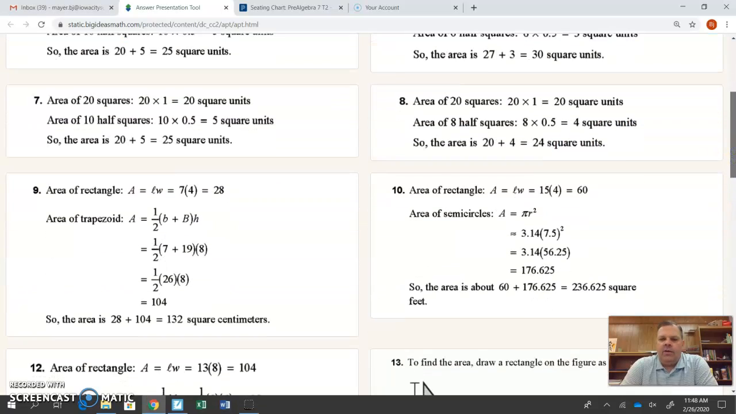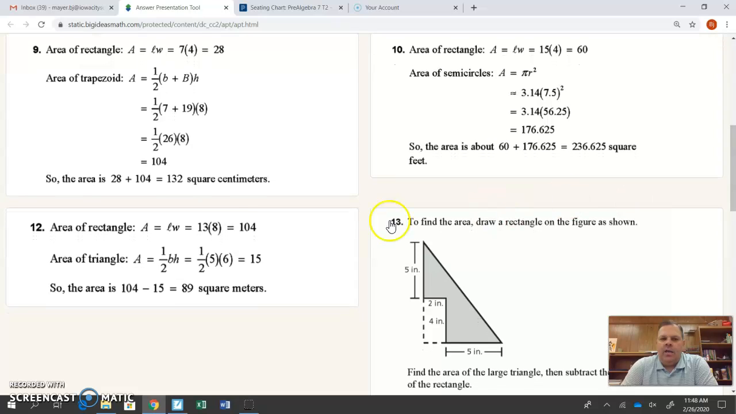When I scroll down now to number 9, our area is 132 square centimeters. The answer for number 10 is 236.625 square feet. You can write it this way, or you can write it with a feet and 2. Problem number 12, we have 89 square meters because we have a rectangle and a triangle.